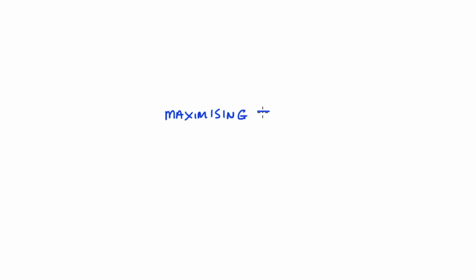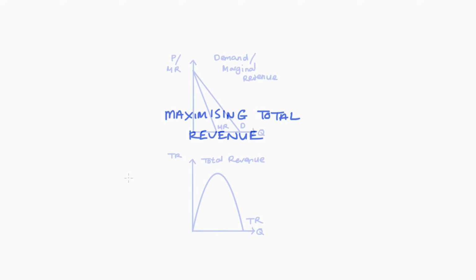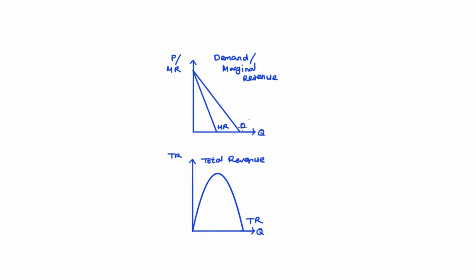Hi guys, in this video I'm going to discuss how to find firm output and price when firms maximize total revenue. So the appropriate diagrams that we need are here. On my curves I have demand and marginal revenue up the top, and on the bottom I have total revenue. Now I do have a more detailed video all about these diagrams, so what they mean, why they have the shapes that they do. So I'll link to that video in the description.